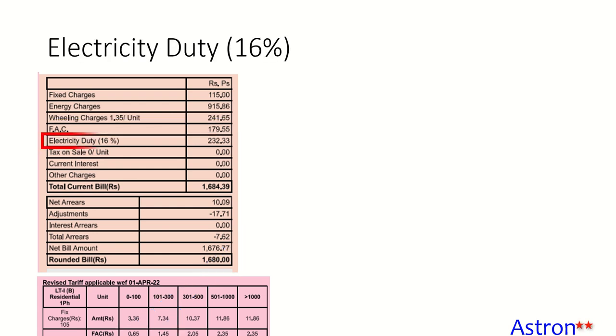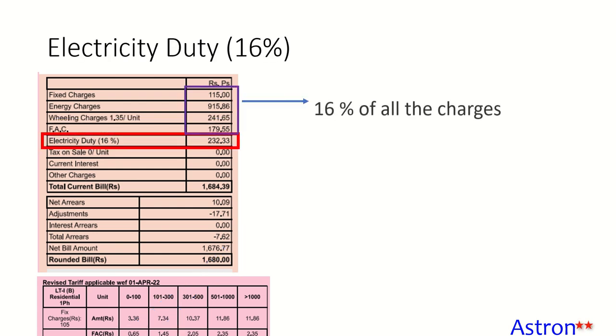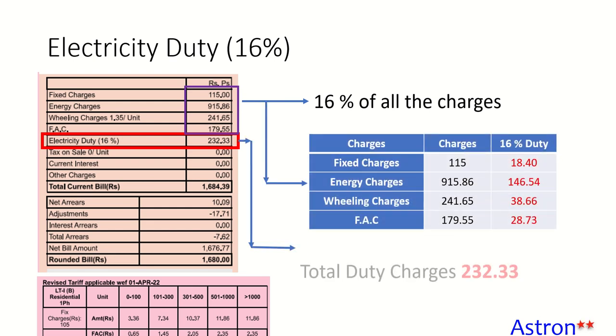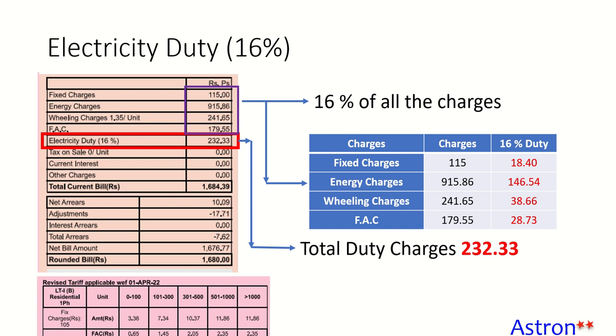Then, for all the above charges, there is a 16% electricity duty which we need to pay. This is the breakup of the electricity duty. For fixed charges, we are paying 18.40. Energy charges, we are paying 146.54. Wheeling charges 38, and FAC 28. So if we add all these duties, the total becomes 232.33. These duty charges are for all the above charges.